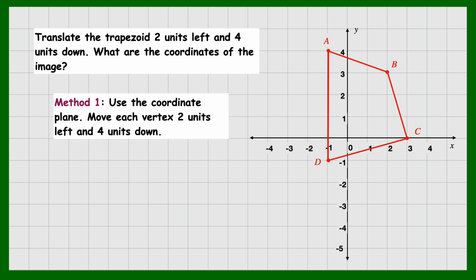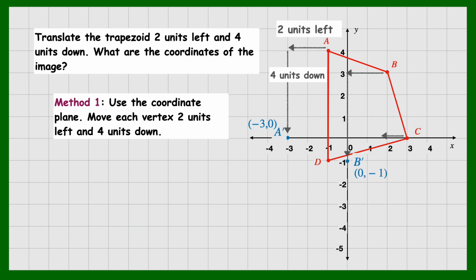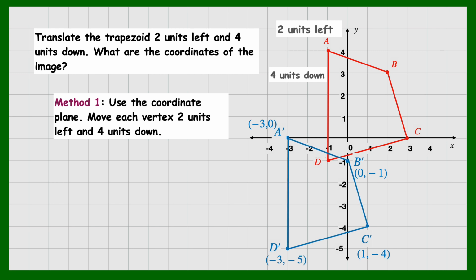If you use method 1, then starting at point A, move 2 units left and then 4 units down. This is the location of point A prime, negative 3, 0. Then make the same movements for point B, then for point C, and lastly point D. The last step is to close the image of the translated trapezoid. So the coordinates of the translated image of the red trapezoid are point A prime, negative 3, 0, point B prime, 0, negative 1, point C prime, positive 1, negative 4, and point D prime is negative 3, negative 5.